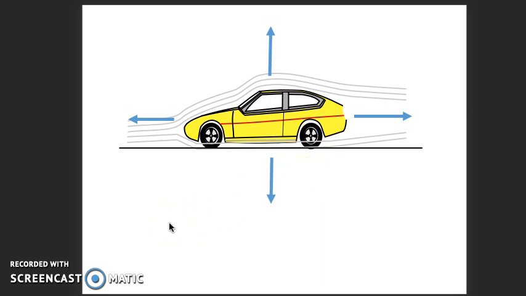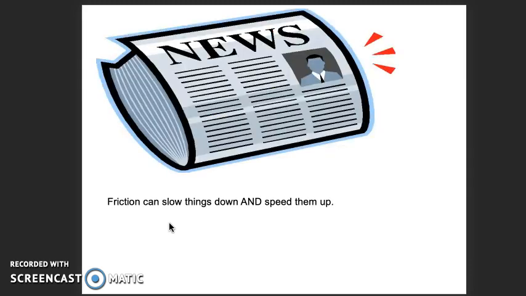Right. So the big lesson from the past two of these is that if your object has some source of internal power to it, like a person or a car, it can actually use friction to speed things up. So this is the big deal. Friction can slow things down, as we know from everyday life, but it can also speed them up. And that's a huge revelation.